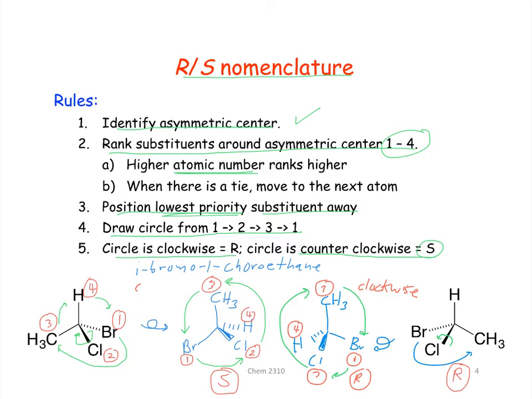This one over here was counterclockwise. Alright, so now what we would do for these names is that the structure on the left, we decided that was S, so this would be in parentheses S, 1-bromo-1-chloroethane. This one over here, we'd put the R out in front, and then we'd have the same name. But this gives these two different names, and we know which enantiomer we were talking about.